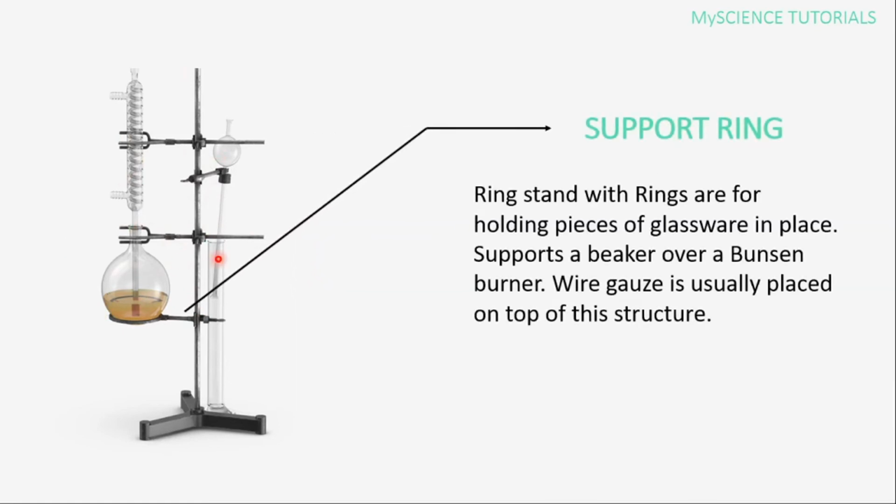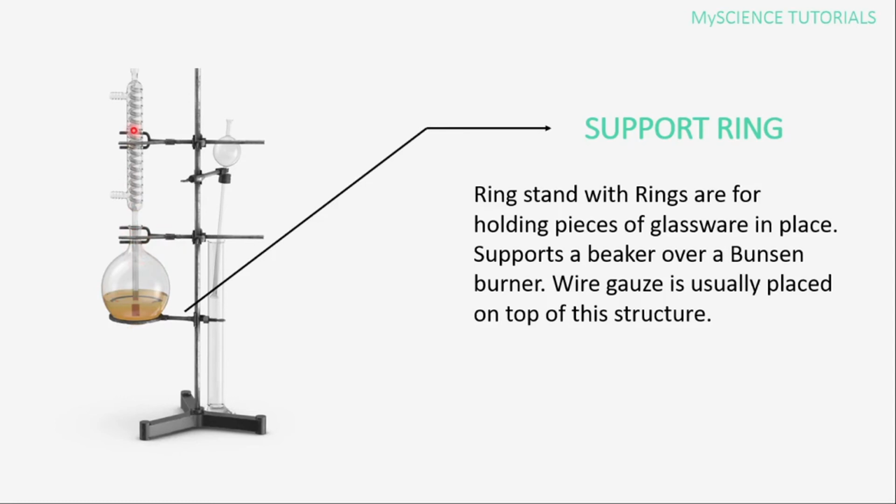Now the supporting ring over here is for holding pieces of glassware in place. They support a beaker over a Bunsen burner. Wire gauze is usually placed on this structure. For this setup, we can see that the ring provides extra stability to this flask over here. Assuming we don't have the ring, the likelihood that this clamp will hold this flask in place until the end of the experiment is very low.